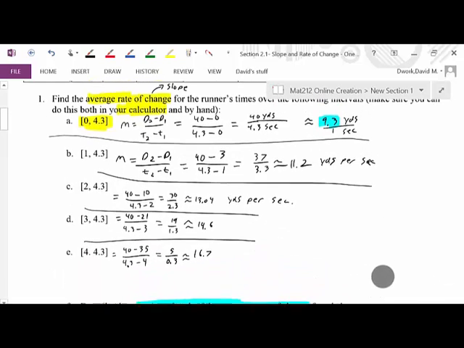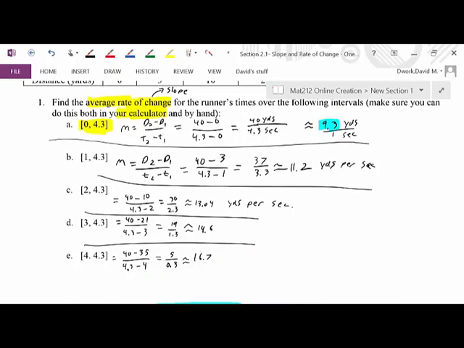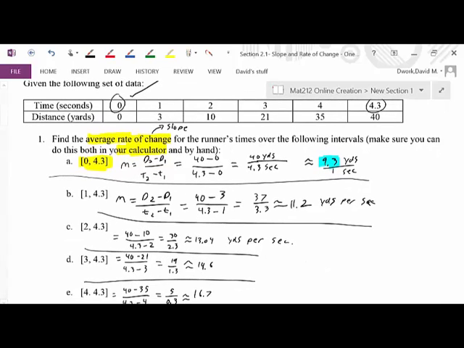And I would add on an extra question of saying, can you venture to guess what you think maybe the runner's top speed would be? Do you think they are approaching their maximum speed at 16.7 yards per second, or do you think they'll continue going up? Think about it. Just a challenging thought.